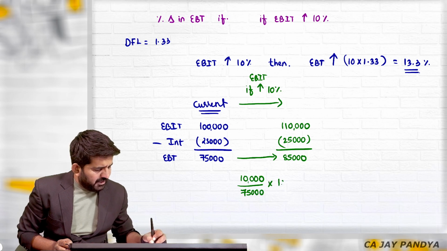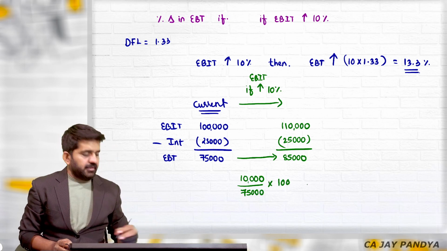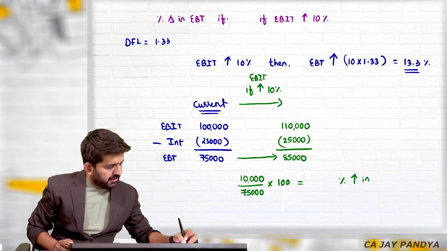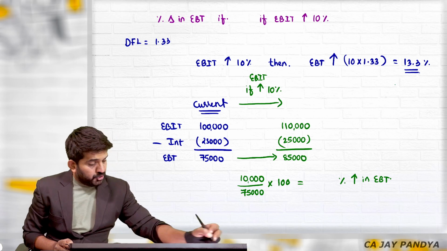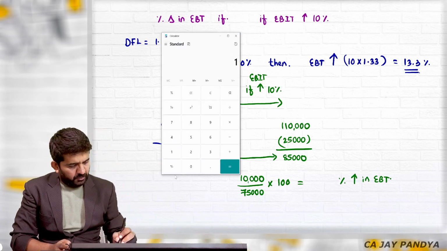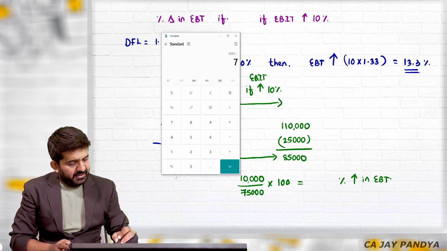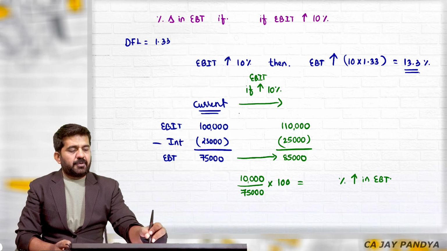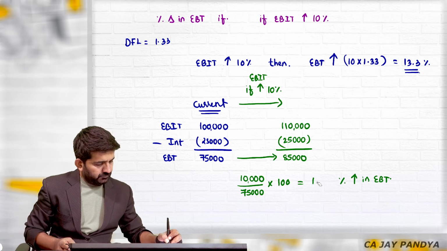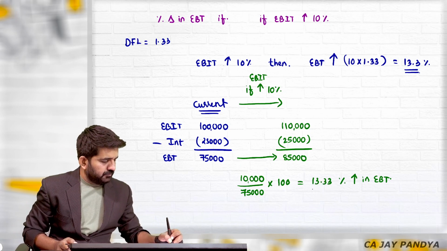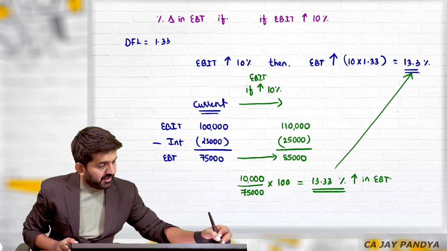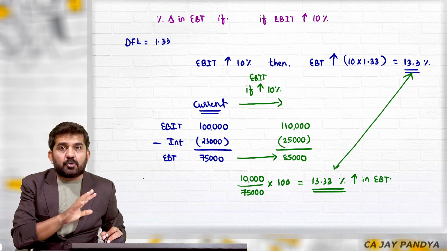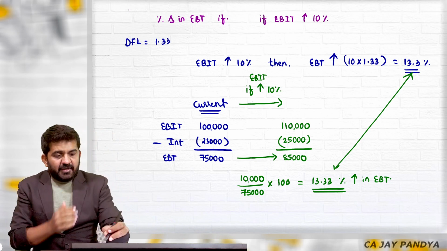75,000 multiplied by 100. This is nothing but the percentage increase in EBT, which should be 13.3%. Let us find out. 10,000 divided by 75,000 multiplied by 100, which is 13.3%. See, we have verified even our answer, right? This is what is asked in the question. If it was not asked in the question, I would never have written that. But this was asked in the question.